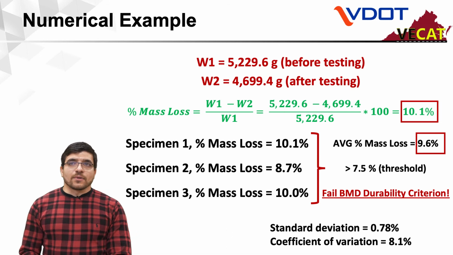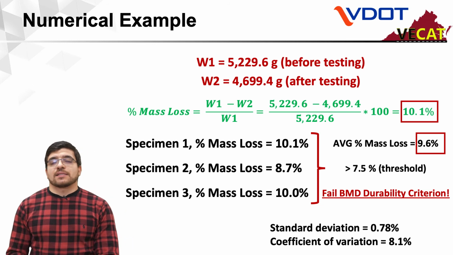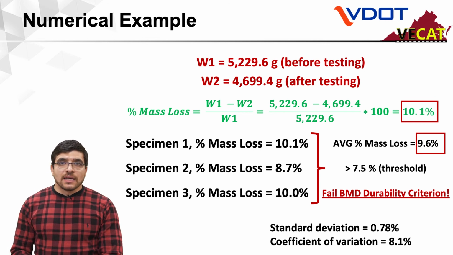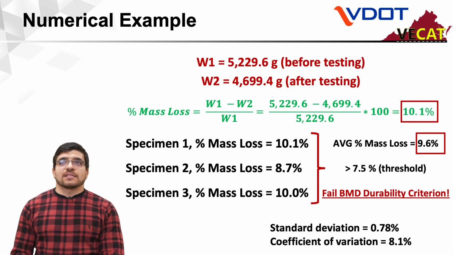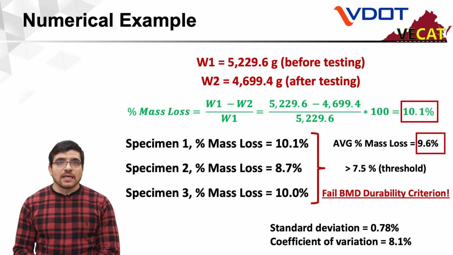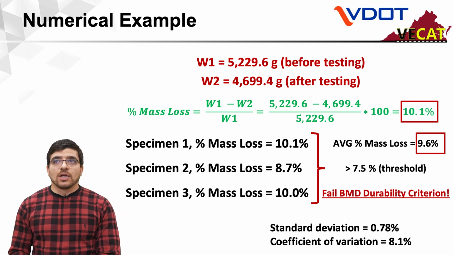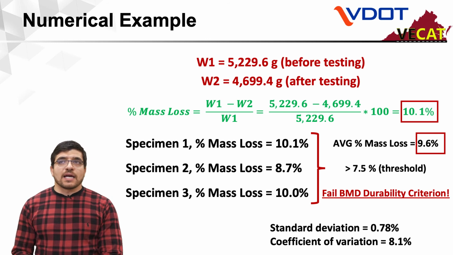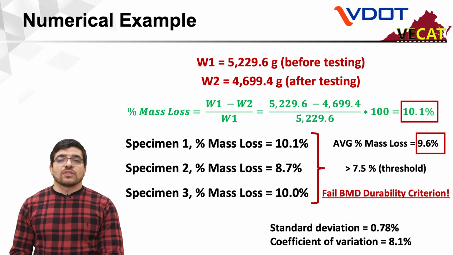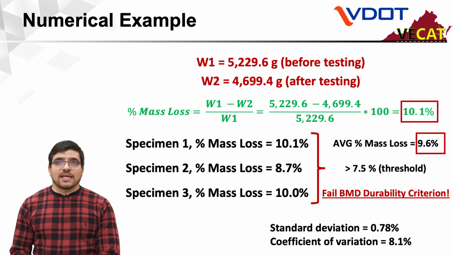As a numerical example, a specimen has an initial weight before performing the Cantabro mass loss test, W1, of 5,229.6 grams. The same specimen shows a weight after the test, W2, equal to 4,699.4 grams. The percent mass loss is equal to W1 minus W2 over W1, which is equal to 5,229.6 minus 4,699.4, all over 5,229.6, times 100. This will be equal to 10.1%.